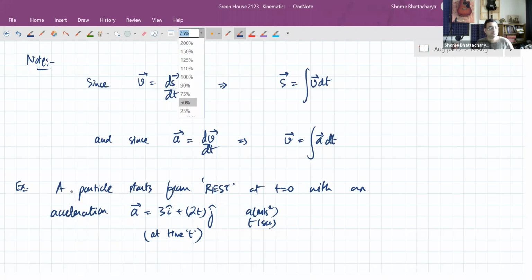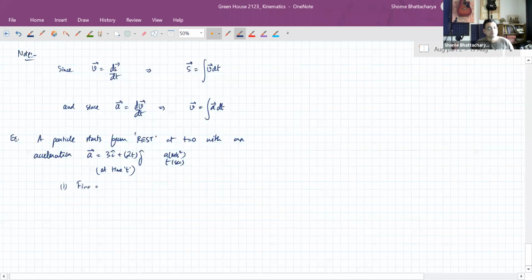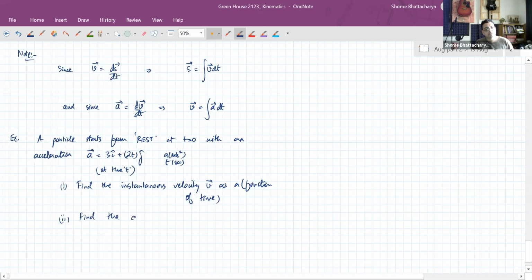So what we have to do is, first of all, we find the instantaneous velocity as a function of time. And find similarly the displacement s as a function of time. It's moving in the xy plane.